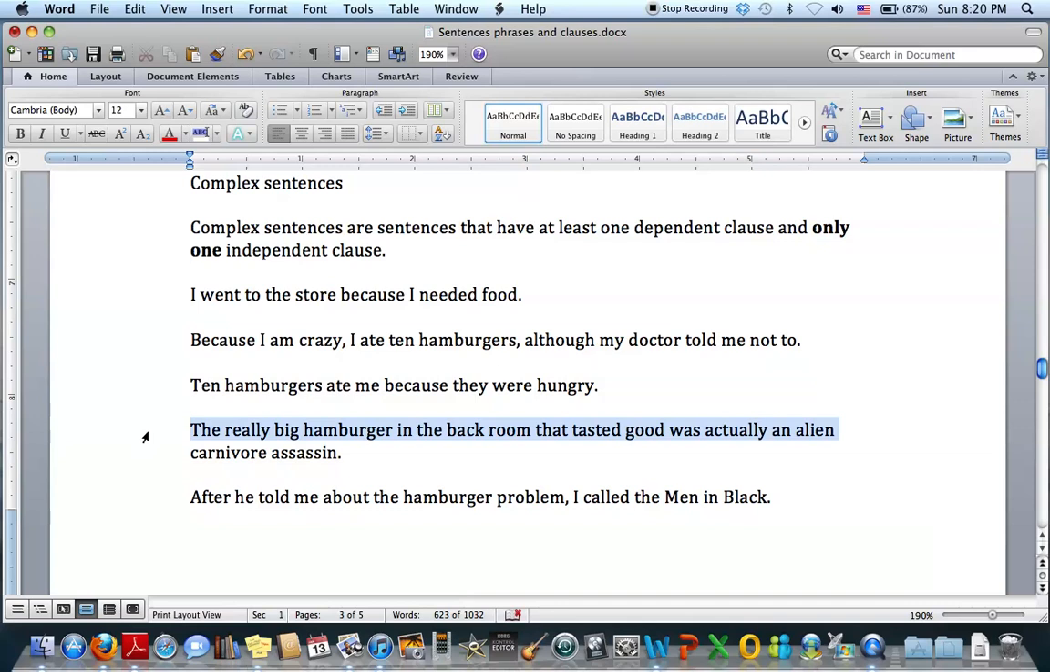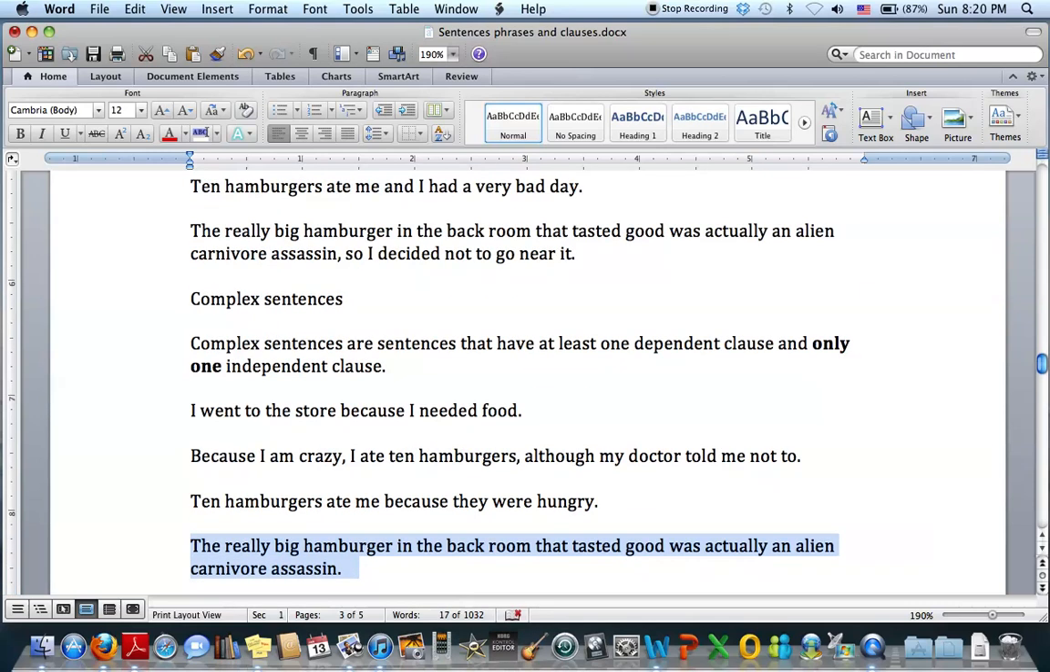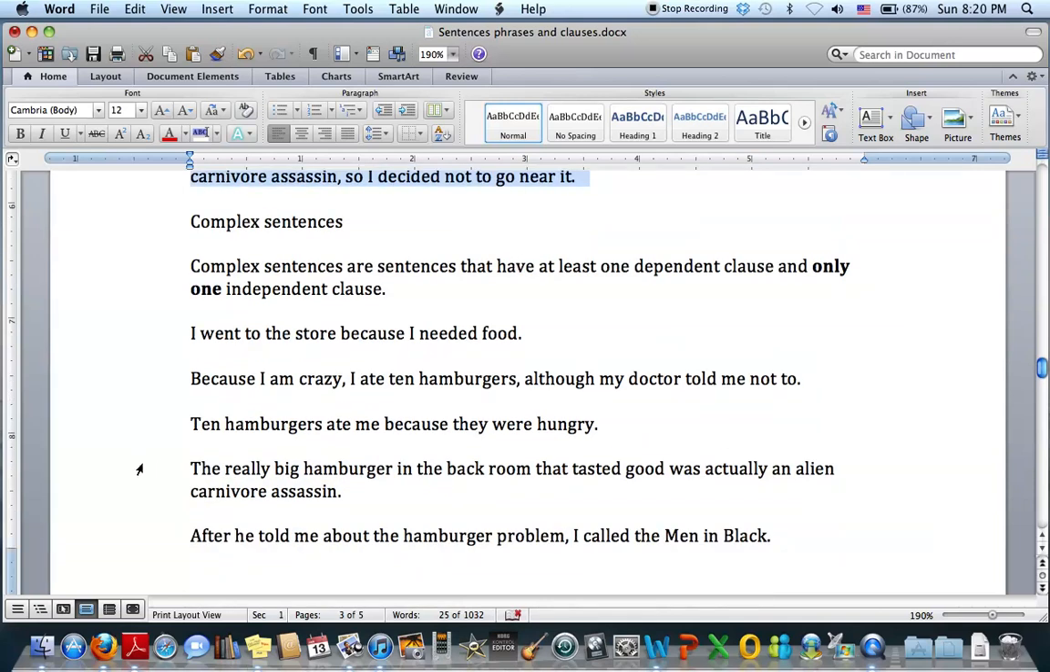The really big hamburger in the back room that tasted good was actually an alien carnivore assassin. Oh no, this is the one we were just looking at up here, right? And saying like, that's kind of strange, it doesn't work. This one right here actually works. This is a complex sentence, and here's why.